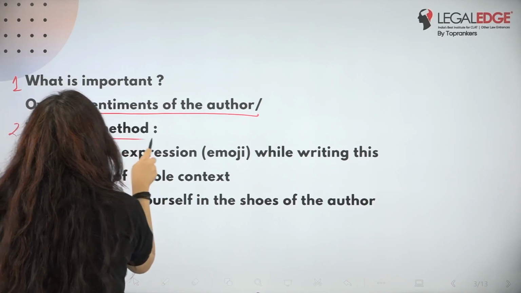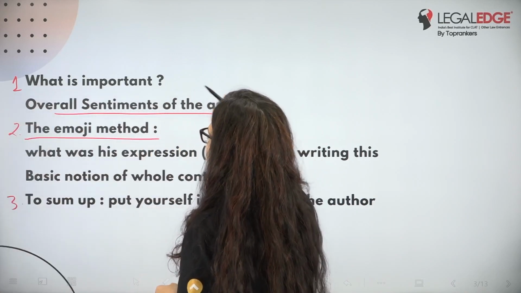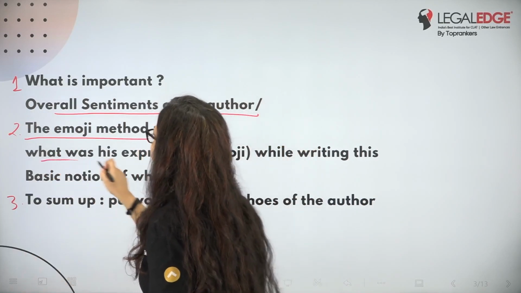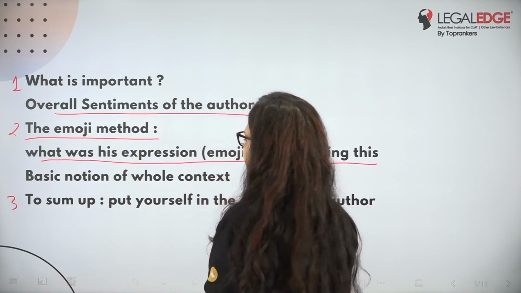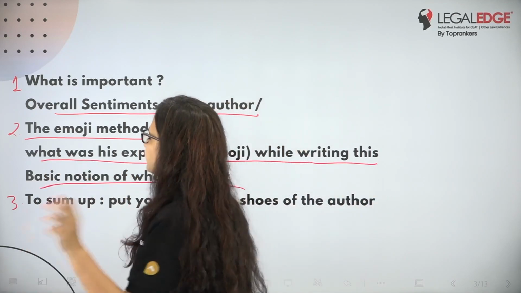The next point is the emoji method. In the emoji method, what I am specifying here is what was his expression or emoji while writing, which is the most basic notion of the whole context.